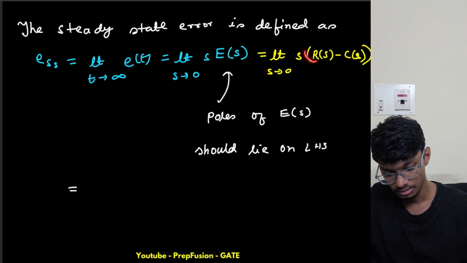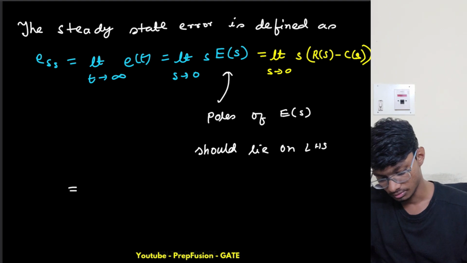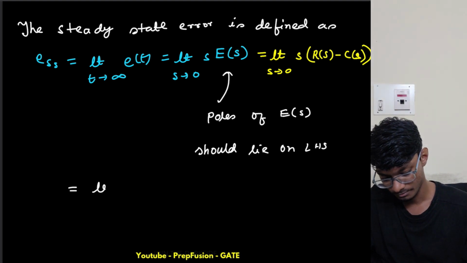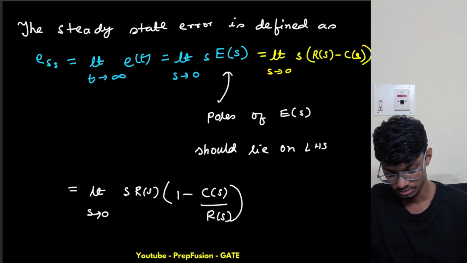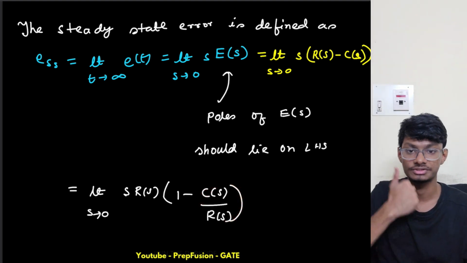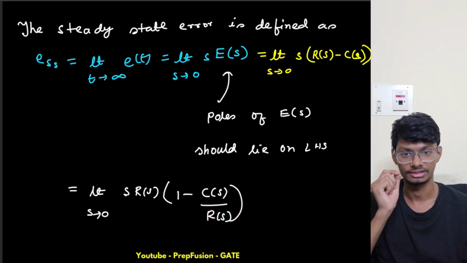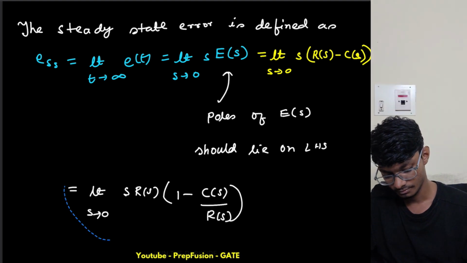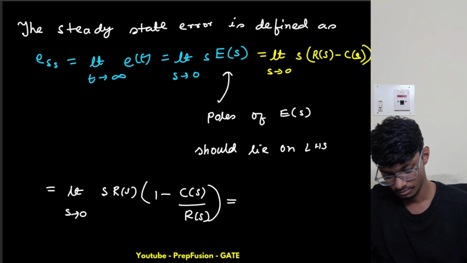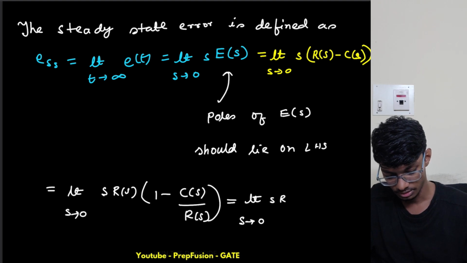So I can take R of s as common. Now this is basically limit s tending to 0 of s R of s into 1 minus C of s by R of s. Now is this ratio familiar to you? I think yes, right? This is basically the transformation. So this will be limit s tending to 0 of s R of s into 1 minus T of s, right?